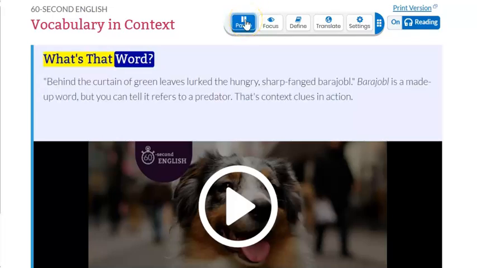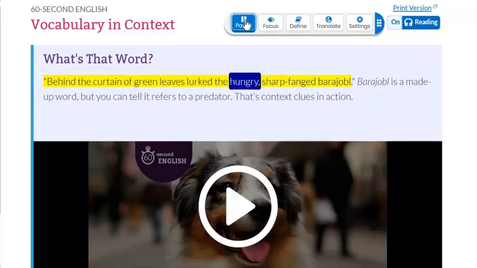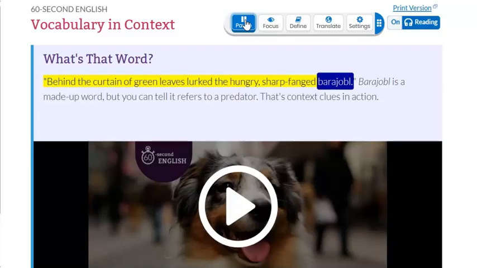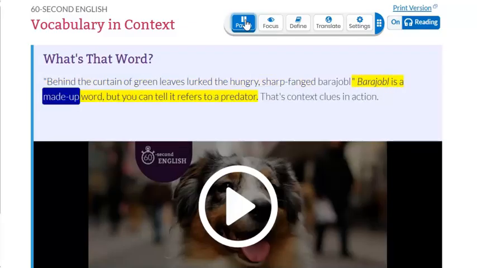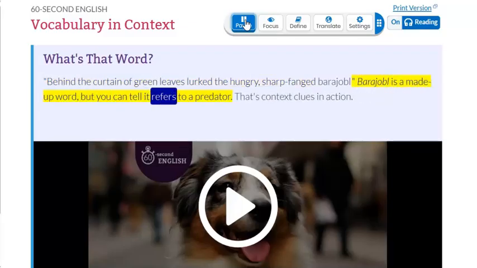What's that word? Behind the curtain of green leaves lurked the hungry, sharp-fanged barajobl. Barajobl is a made-up word, but you can tell it refers to a predator. That's context clues in action.